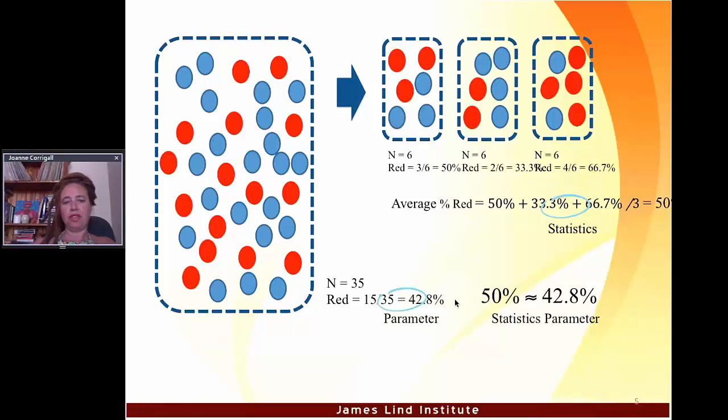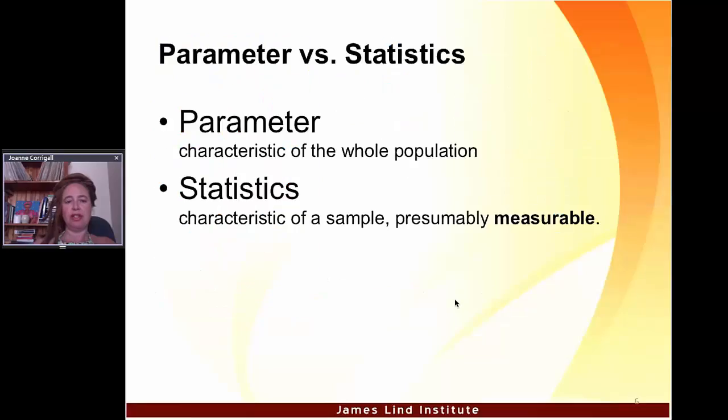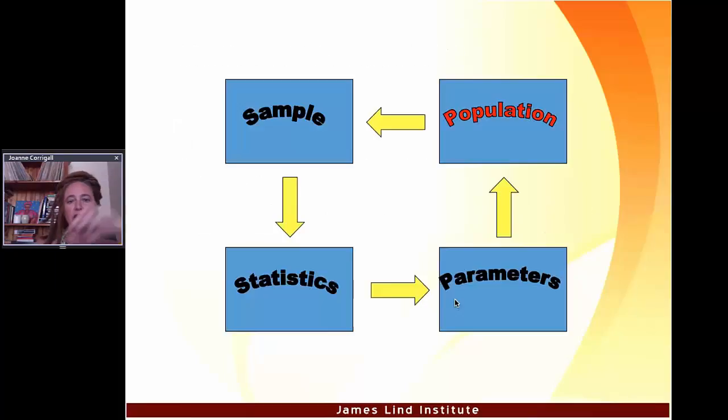A parameter, as I said, refers to a characteristic of the entire population, and a statistic is a characteristic of the sample that we measure. Here is just another way of thinking about it. From our population, we take the sample, we get a statistic, and then from the statistics we infer the parameter, because you can imagine in any study, it's not as though you know what the prevalence is in the population. So we use statistics to infer the parameters.